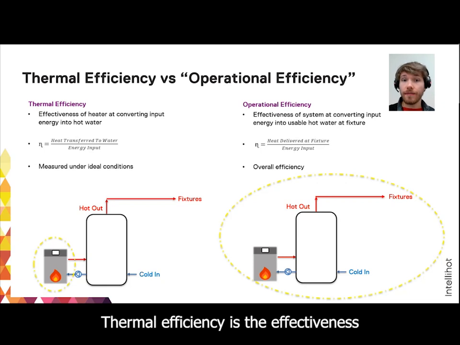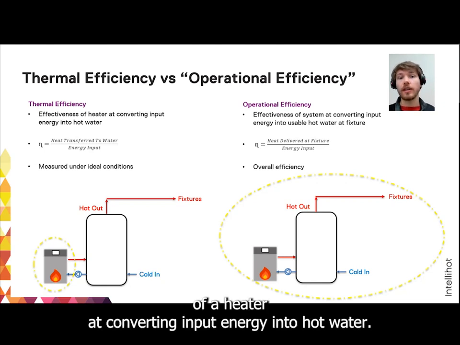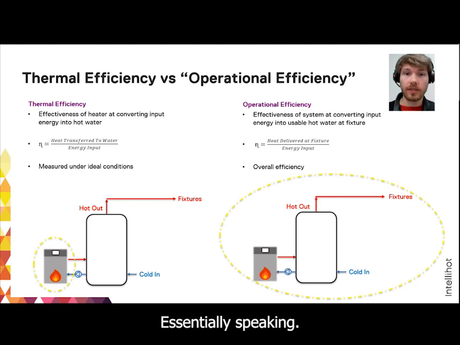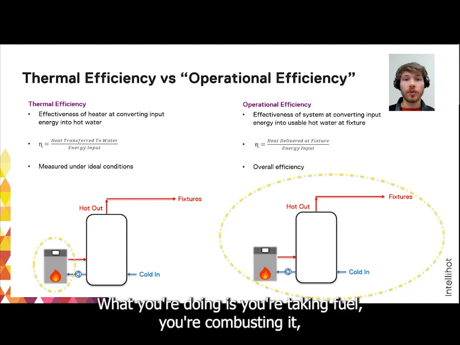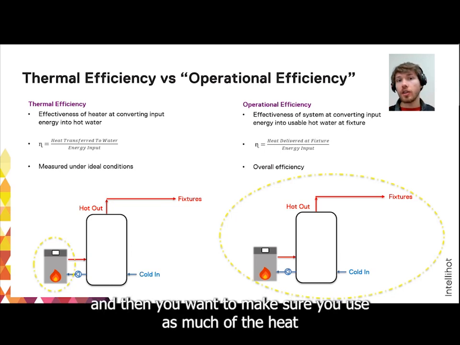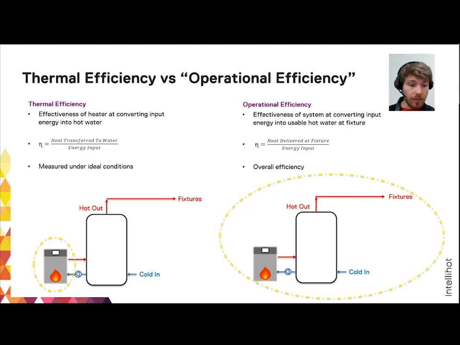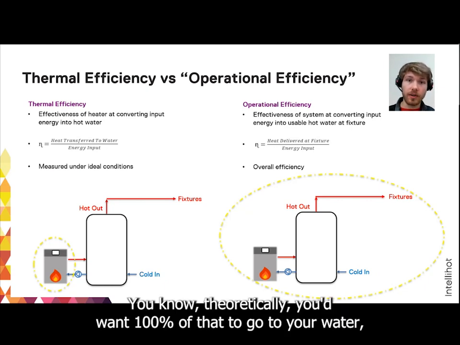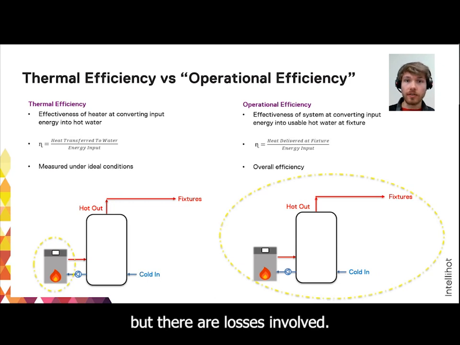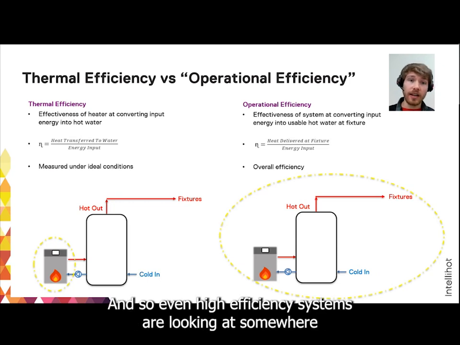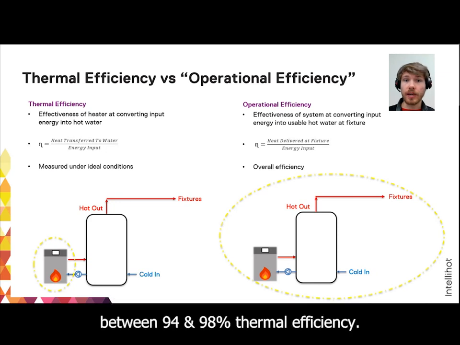Thermal efficiency is the effectiveness of a heater at converting input energy into hot water, essentially speaking. What you're doing is you're taking fuel, you're combusting it, and then you want to make sure you use as much of the heat that's generated in that process as possible. Theoretically, you'd want 100% of that to go to your water, but there are losses involved. And so even high efficiency systems are looking at somewhere between 94 and 98% thermal efficiency.